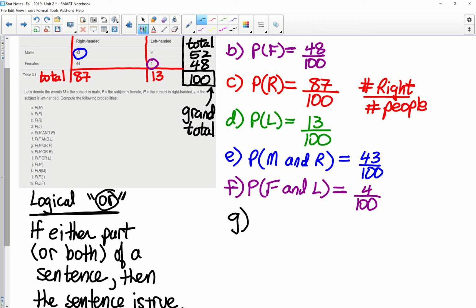So anyway, M or F, male or female. So if any part of this sentence is satisfied by this chart, then it has to be included in our probability. So probability of male or female. So I just go through and say, are you a male? Yeah. Are you a male? Yep. Are you a male? No, but are you a female? Yeah. Okay. You come in too. Are you a male? No. Are you a female? Yep. Okay. So it had to be any of them. Well, I got all of them. 100 out of 100.